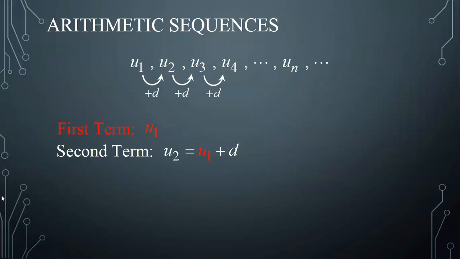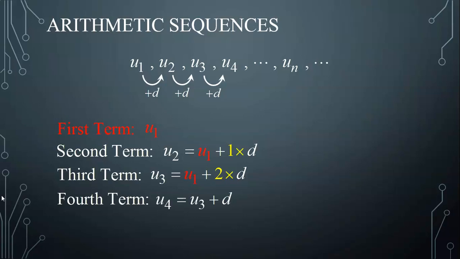And D, we can look at it as if it's 1 times D. The third term is U3 equal to U2 plus D. So to obtain the third term, we add the common difference to the second term of the sequence. We already obtained that U2 is U1 plus D. Now adding D and D, we obtain U1 plus 2D.